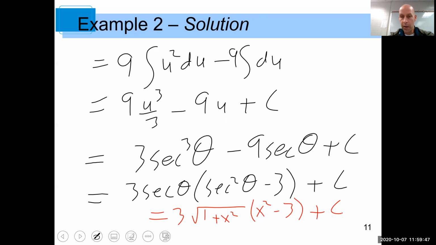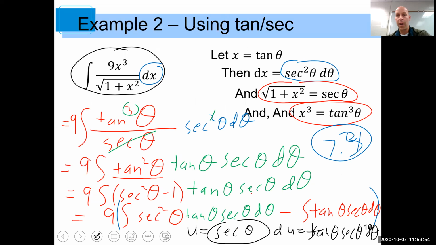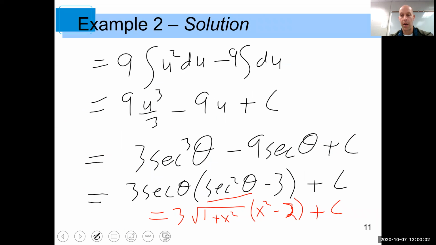Oops, that's going to actually be minus 2, right? Because remember, where we have secant squared theta, if we square both sides here, that's going to be x squared plus 1. And so then we got this minus 3 there. So that'd just be a minus 2, not minus 3. I think we're done. Oh, that was a tough one.